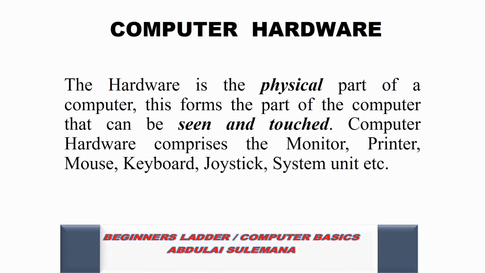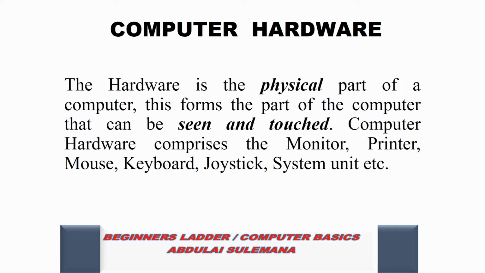The hardware is the physical part of a computer. This forms the part of the computer that can be seen and touched. Computer hardware comprises the monitor, printer, mouse, keyboard, joystick, system unit, and many more. So anything that you can see and is part of the computer is what we call hardware.